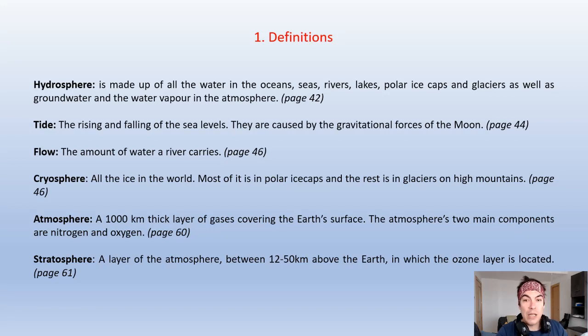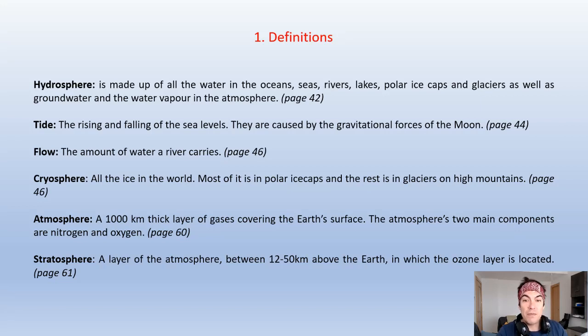The flow is the amount of water that a river carries. You can find it on page 46. The cryosphere is all the ice in the world. Most of it is in polar ice caps and the rest is in glaciers on high mountains. So the cryosphere is a part of the hydrosphere. You can find it on page 46.